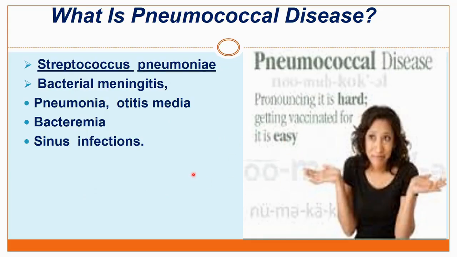Okay, next vaccine is pneumococcal vaccine. So first let's know what is pneumococcal disease. Pneumococcal disease is disease which is produced by Streptococcus pneumoniae. So those diseases are also life-threatening. Examples are bacterial meningitis, pneumonia, otitis media, bacteremia or septicemia, and then sinus infections.